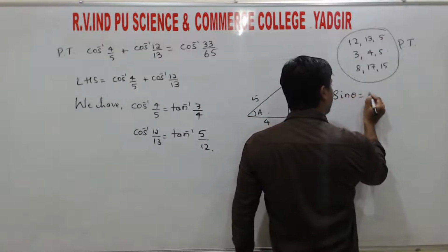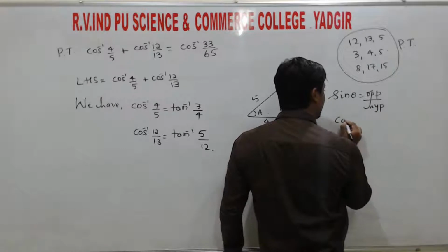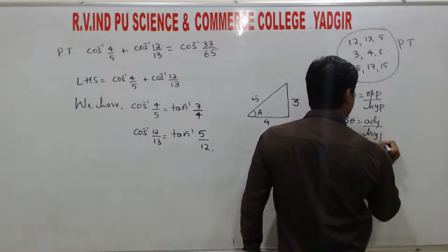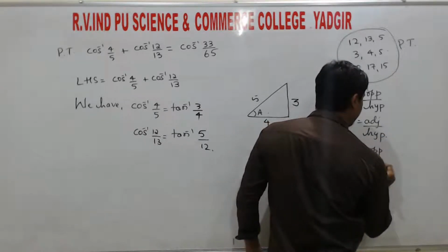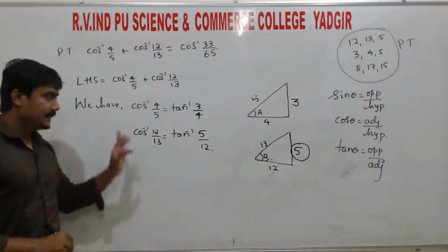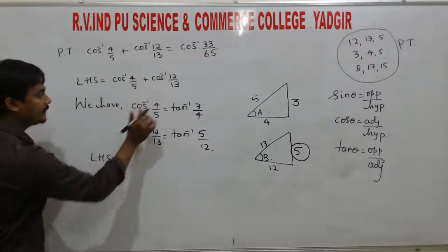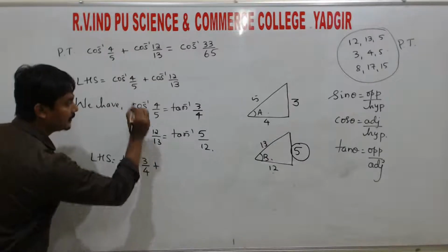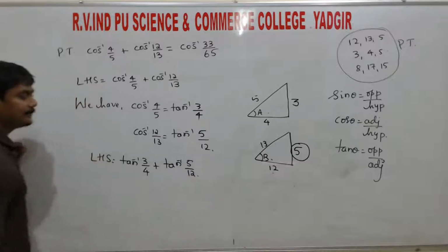What is the sin theta formula? Opposite divided by hypotenuse. What is the cos theta formula? Adjacent by hypotenuse. What is the tan theta formula? Opposite by adjacent. Is that clear? Now I will take the left hand side. So cos inverse 4 by 5, we will write as tan inverse 3 by 4. Cos inverse 12 by 13, we will write as what, students? Tan inverse 5 by 12.